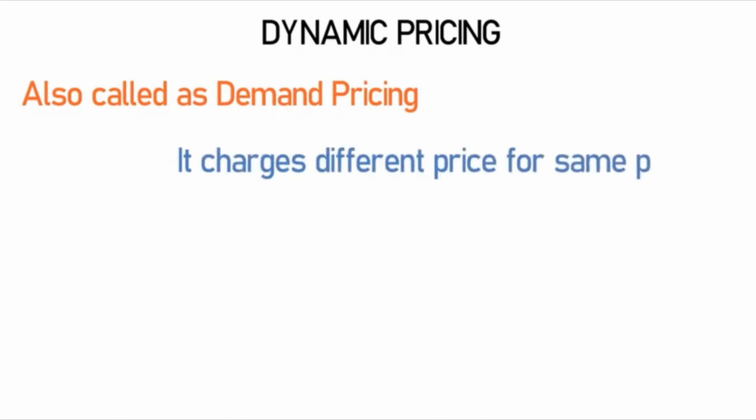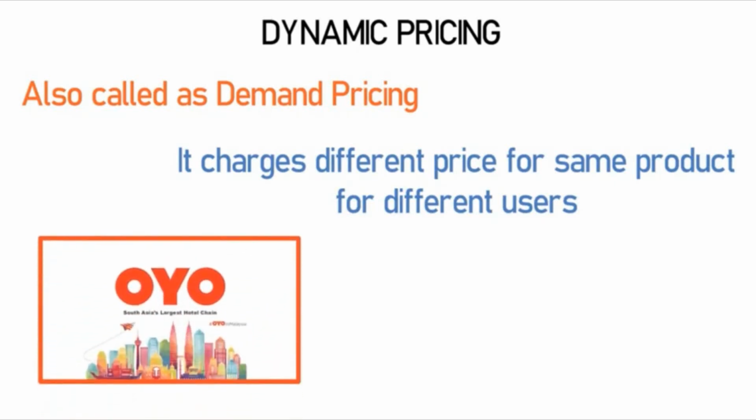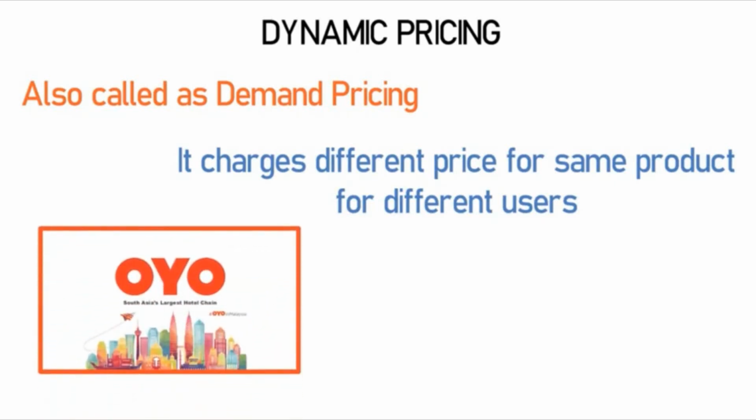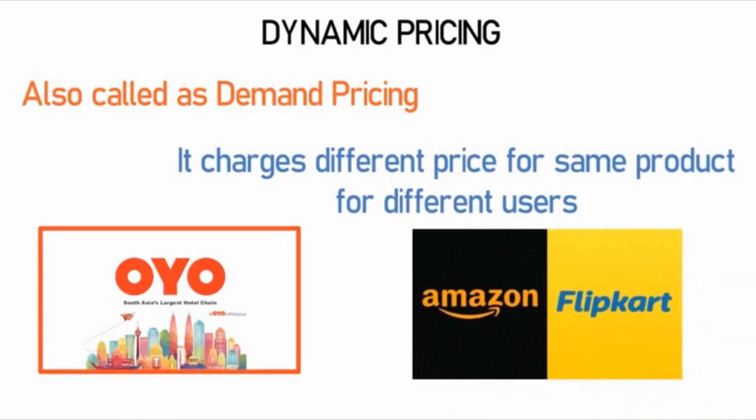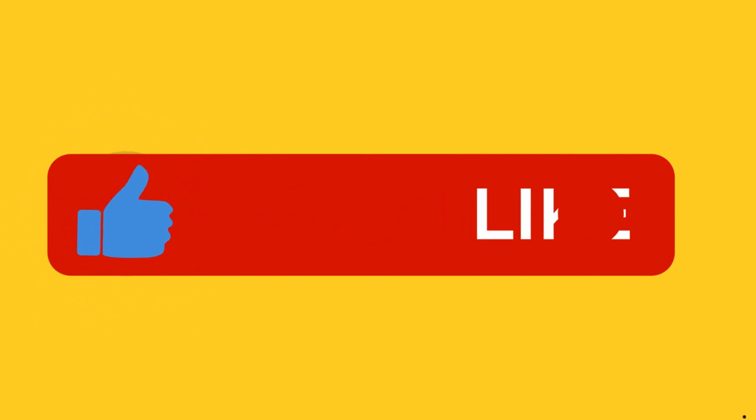The ninth type of pricing strategy is called as dynamic pricing. This pricing strategy is also called as demand pricing, and it charges different prices for the same product or service for different users depending on their ability to pay for the product or service. For example, Oyo application use this kind of strategy and price the room rents accordingly. Also, Amazon and Flipkart use this strategy to remarket their products to the window shoppers.